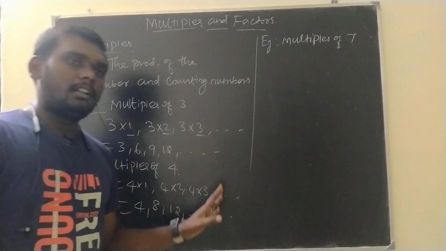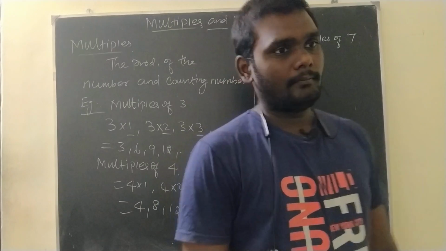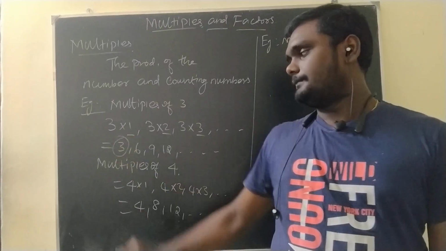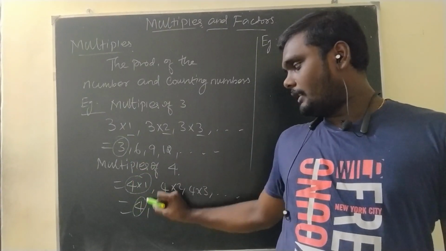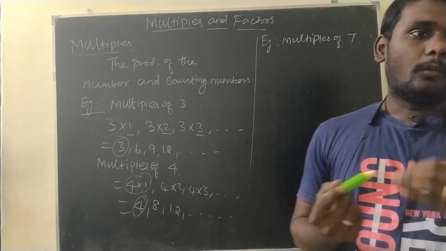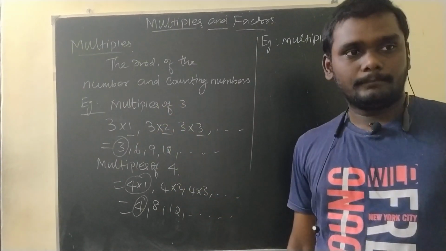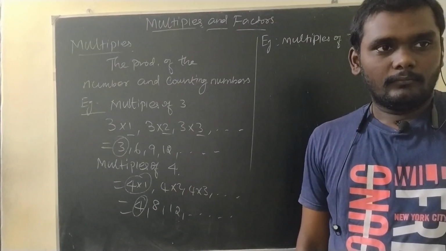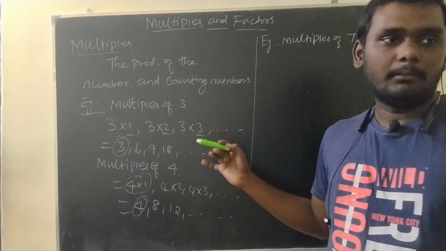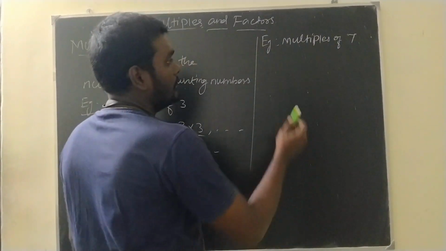Also, when we analyze these multiples, what is the least multiple of a given number? The least multiple of a given number is the number itself. Likewise, what would be the greatest multiple of the given number? Cannot be determined. So, the greatest multiple of the given number cannot be determined, but the least is the number itself. Then further we are moving on with the factors.